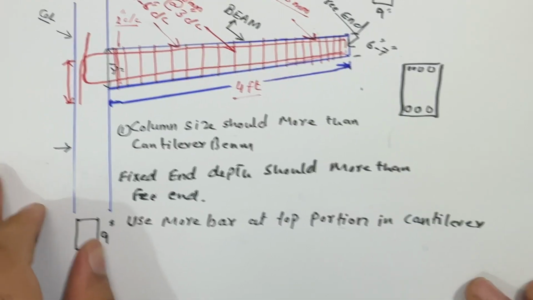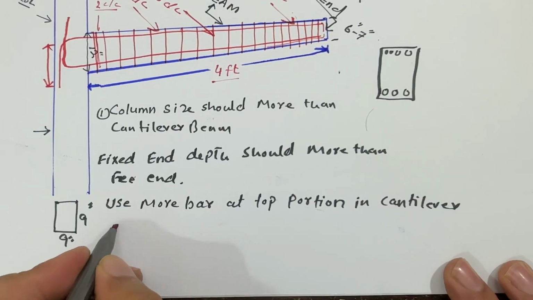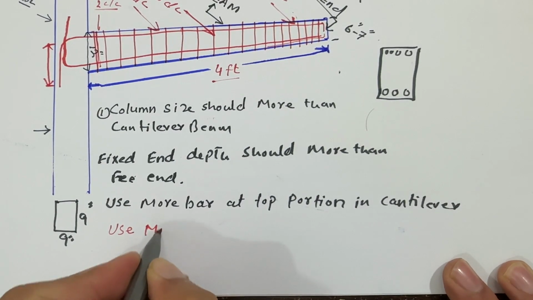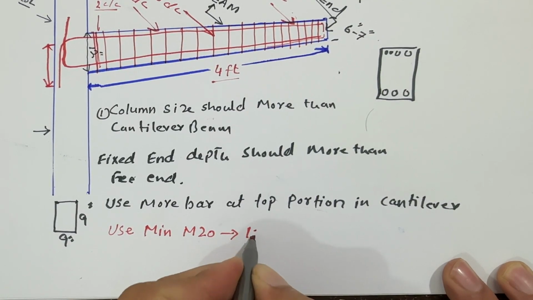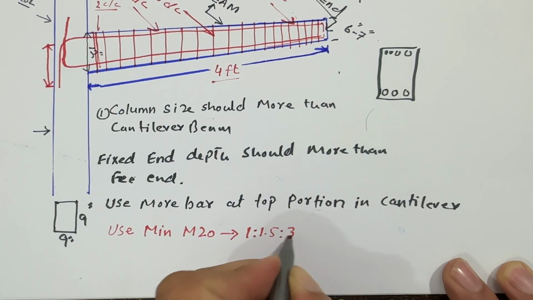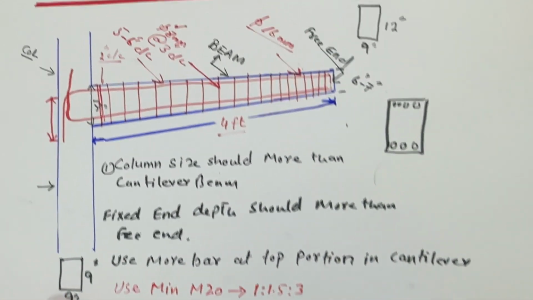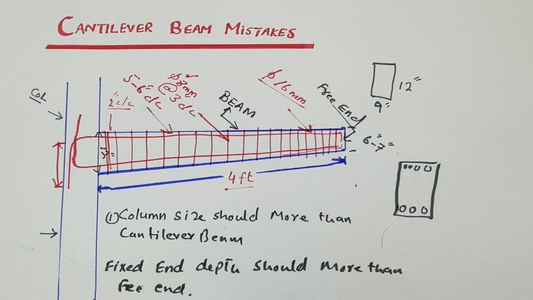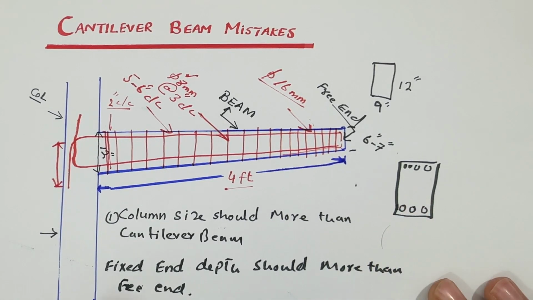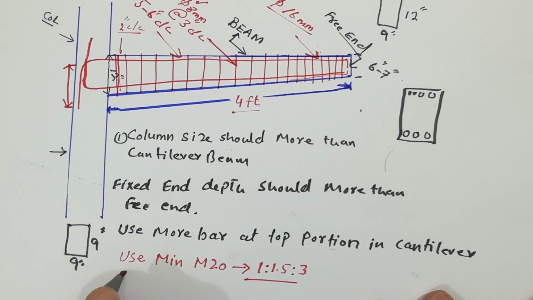Next, guys, remember, for cantilever beam especially, use minimum M20 grade concrete. M20 grade concrete ratio is 1:1.5:3. Minimum M20 grade concrete should be used for this construction, especially for the cantilever beam. And as I discussed before in many videos, concrete cover is also very important. So the concrete cover should not be less than 1.5 inch. Concrete cover 1.5 inches, or you can say 40 millimeter.